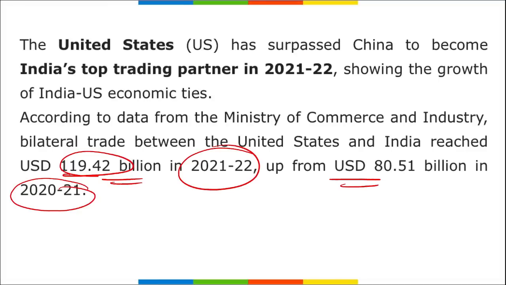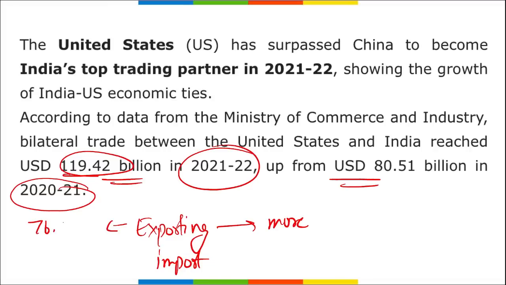All right. Apart from this, remember exports. One more thing you have to remember is that now India is in a trade surplus with the US. That means we are exporting more compared to importing. If we look at the data, exports to the US were $76.11 billion. But if we are talking about imports, imports were around $43.31 billion. So here you can clearly see that India is exporting more as compared to importing from the US. All right. So you have to remember the country which has surpassed China to become India's biggest trading partner for the fiscal year 2022 is the United States of America.